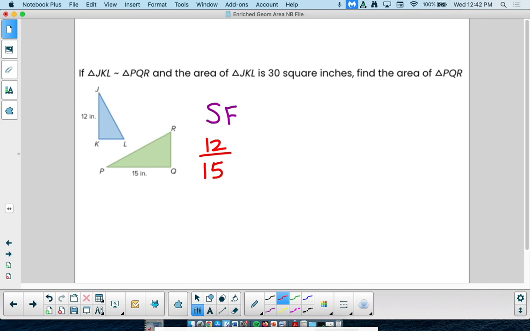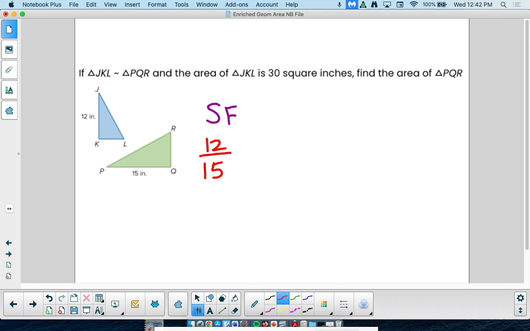What are you guys getting? 12, then the ABC button. Yep, and then 15. 4 fifths. We're just reducing, just because you'll get some bigger numbers later on, you're going to want to remember how to reduce it. Oh, so you have answers. 12, ABC, 15. You guys okay with 4 fifths?